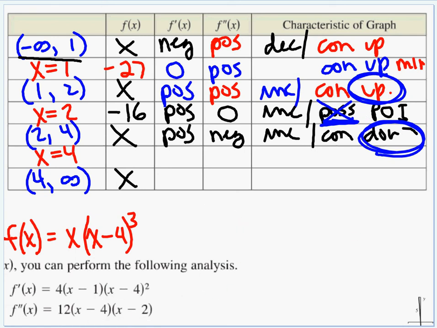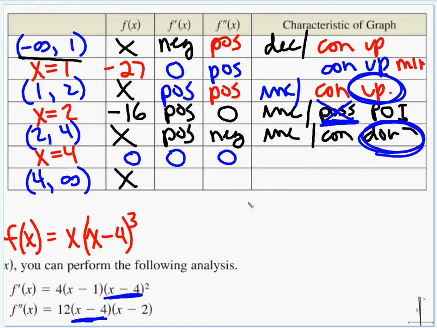All right, next number up, x is 4. If we put 4 into the original function, we get a 0. If we put 4 into the derivative, it zeroes out this term, that's a 0. If we put 4 into the second derivative, it'll zero out that term and zero out the whole thing. So that doesn't tell us too much there. Remember, this is a possible point of inflection. It's a possible min or max. Let's see what happens. If we get an increase to decrease change, it could be a min or a max. If we get a concavity change, it is a point of inflection.